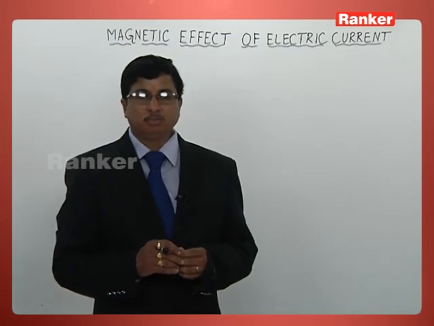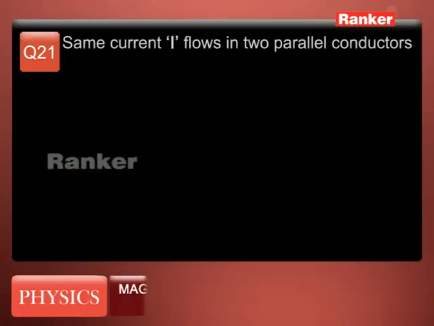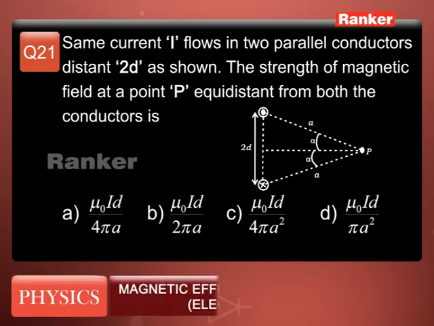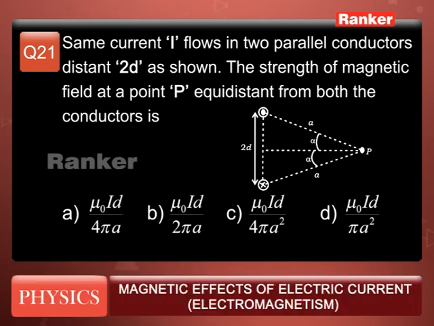Let us check question number 21. The same current I flows in parallel conductors distant 2D as shown. The strength of the magnetic field at a point P equidistant from both the conductors is how much? The question is that, and 4 options are given as usual.